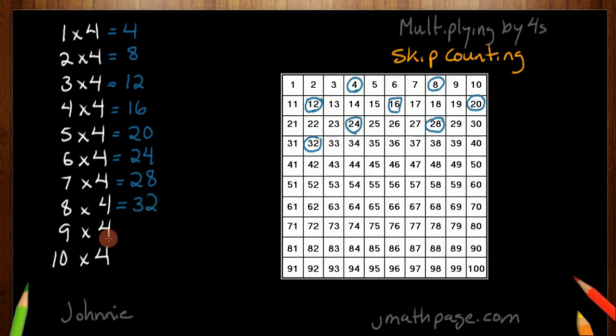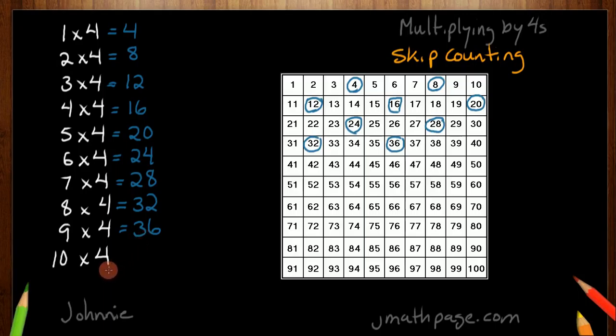The next one, skip count by 4 nine times. 9 times 4. 1, 2, 3, 4, 5, 6, 7, 8. Let's add another one now. 1, 2, 3, 4. Takes us to 36. So we can say 9 times 4 is 36. 4 skip counted 9 times, 36.